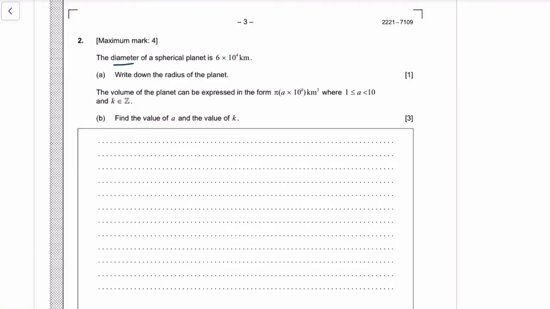Alright, it says the diameter is this. What is the radius? So we know radius is half of a diameter. So it's half times 6 times 10 to the power 4.